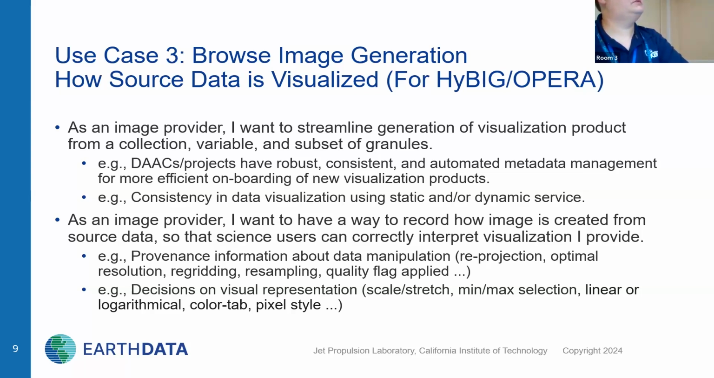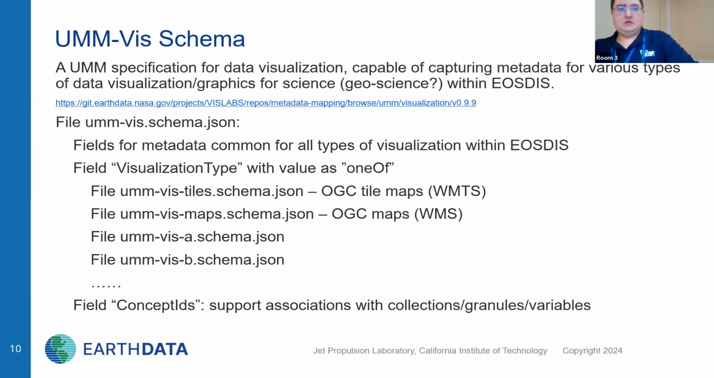And we think UMVS can also help in this case. And particularly two types of metadata would be captured. One is to capture the image processing process. The second one is to capture all the information relating to how a particular data source is visualized. Yeah, next slide, please.